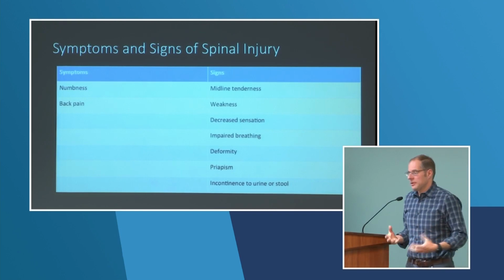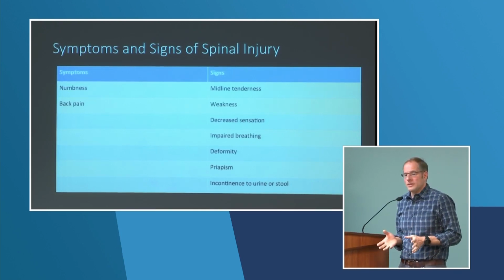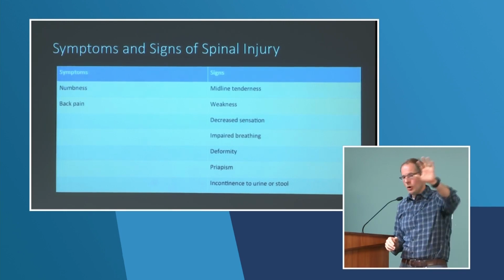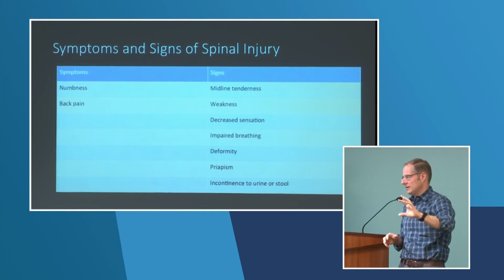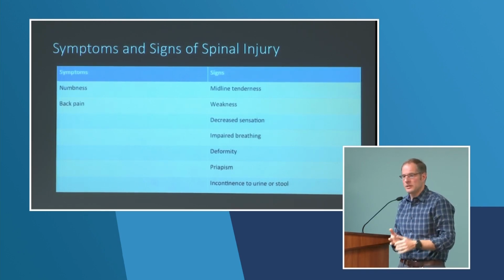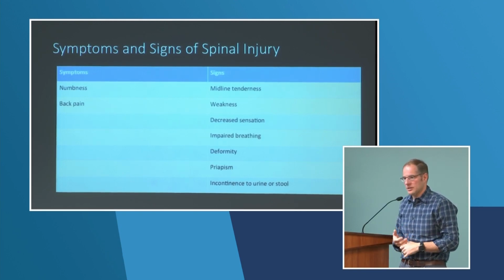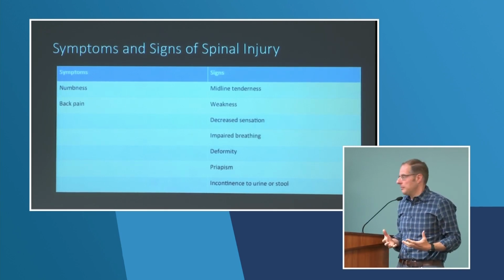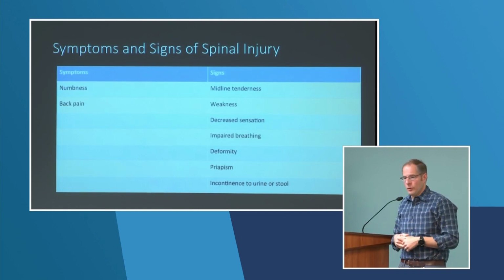So the signs and symptoms. This is something that you're going to find much more with your physical exam than with what the patient is describing. Again, going back to those cases, I think both of those medics did a great job of describing what the patient is feeling, the numbness, the back pain, and where they are feeling it. But in terms of your signs, finding that midline tenderness, finding objective weakness, finding decreased sensation, obviously if you're finding impaired breathing, noticing a deformity. So priapism, if you disrupt the spinal cord in a man, you can get an inappropriate erection that persists, and then you can find incontinence to urine or stool.